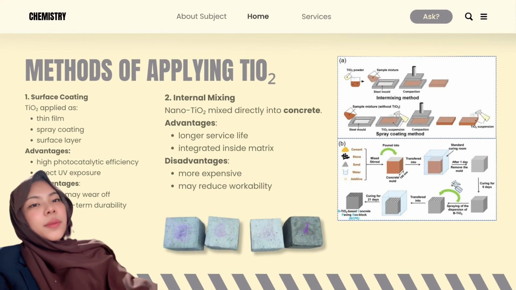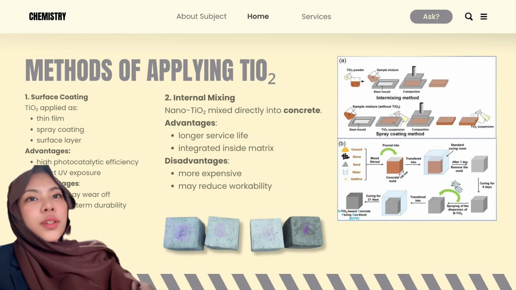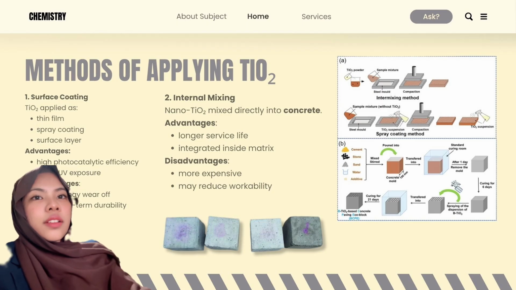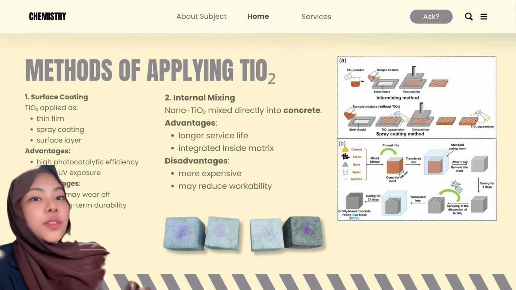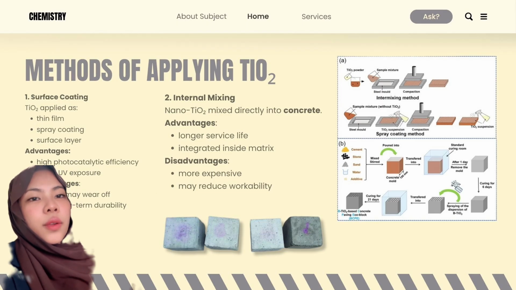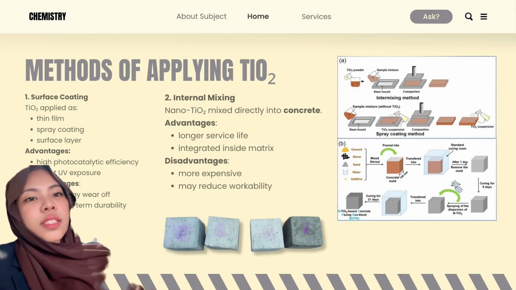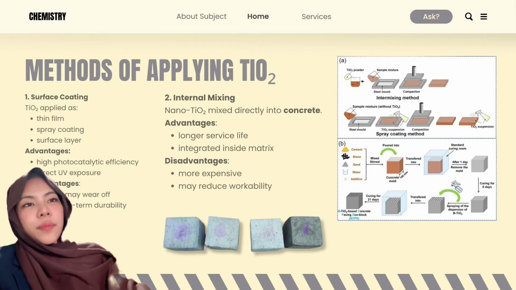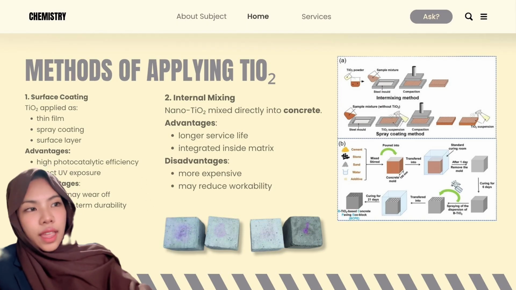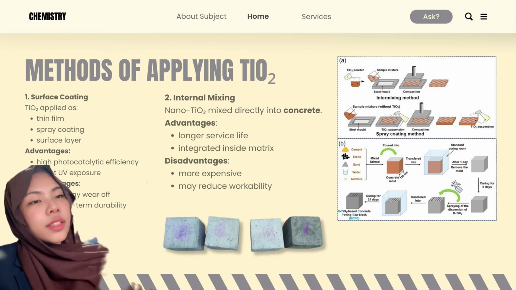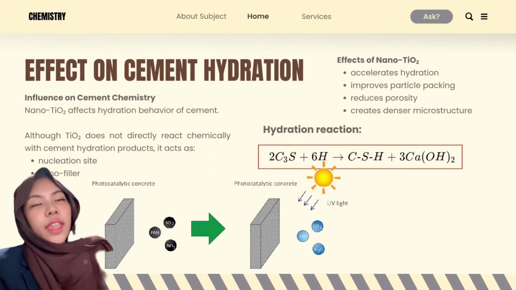It is the methods of applying TiO2. Number 1 is surface coating, applied as thin film, spray coating, and also surface layer. The advantages are high photocatalytic efficiency and direct UV exposure. The disadvantages are the coating may wear off and long-term durability. Number 2 is internal mixing. Nano TiO2 is mixed directly into concrete. The advantages are longer surface life, integrated inside the matrix, and the disadvantages are it is more expensive and may reduce workability. Okay, we continue to the next slide.